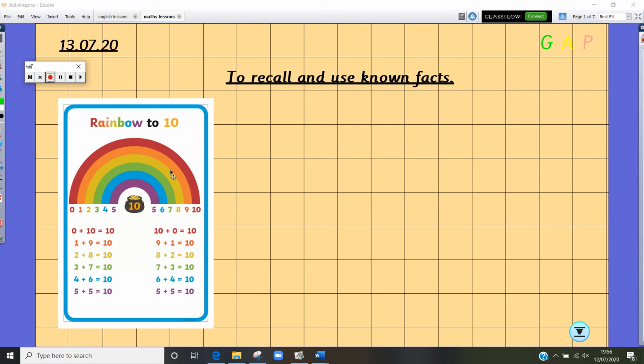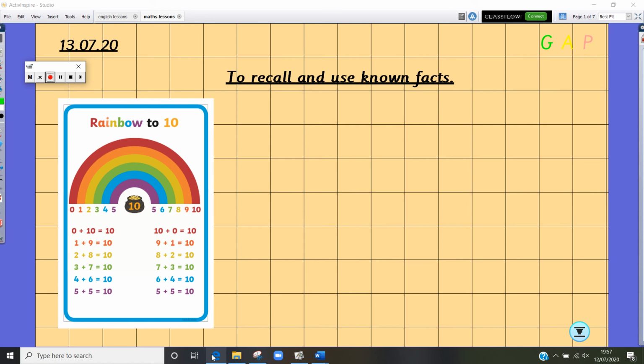So 2 add 8 equals 10. 3 add 7 equals 10, 4 add 6 equals 10, and 5 add 5 equals 10. And then we can also go the other way, so we could say 6 add 4 equals 10, 7 add 3 equals 10, 8 add 2 equals 10, 9 add 1 equals 10, and 10 add 0 equals 10. And all of those calculations you can see at the bottom here.